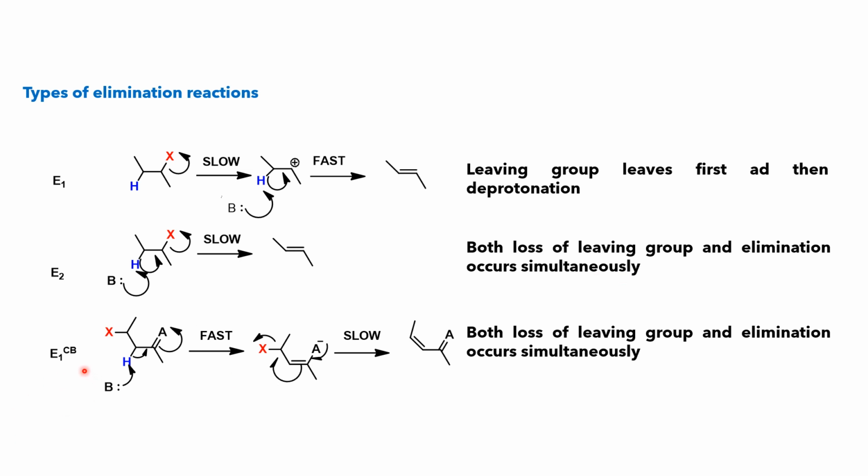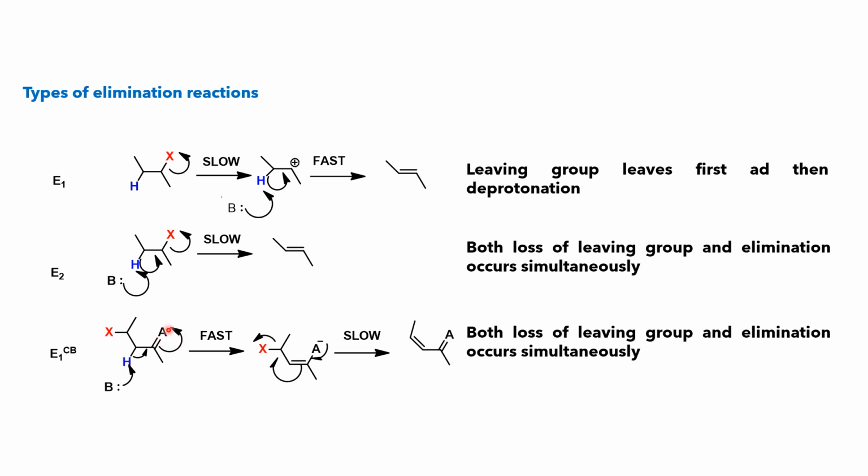E1CB is very much different from both E1 and E2. In this case, this is possible only when you have a particular type of substrate, that is, a substrate which has an anion stabilizing group. That is a group which can stabilize a negative ion. When you have such a kind of group, E1CB is possible. So suppose this is the anion stabilizing group. Most probably a double bond carbonyl group, cyanide group, nitro group. These are anion stabilizing groups.